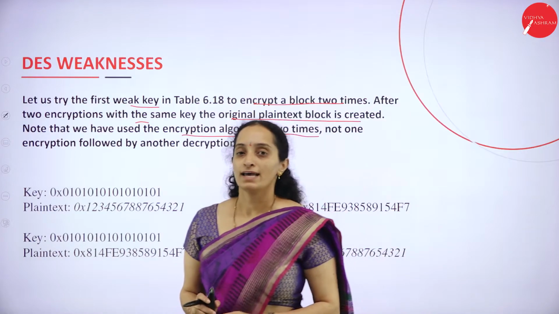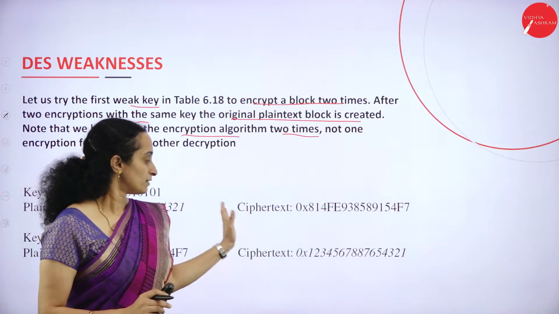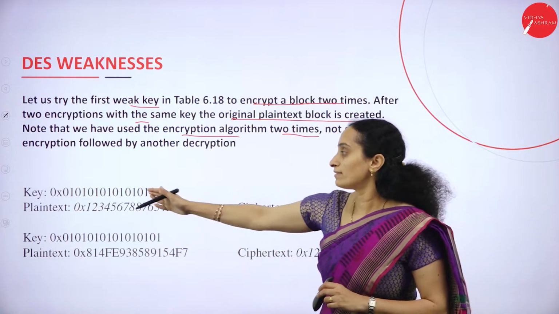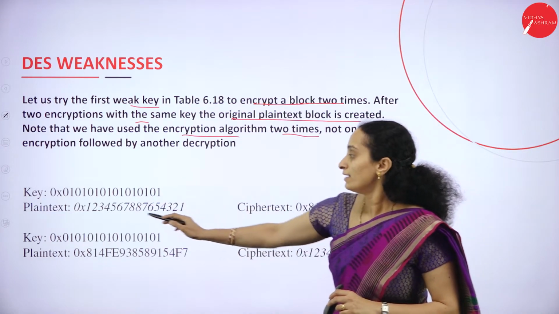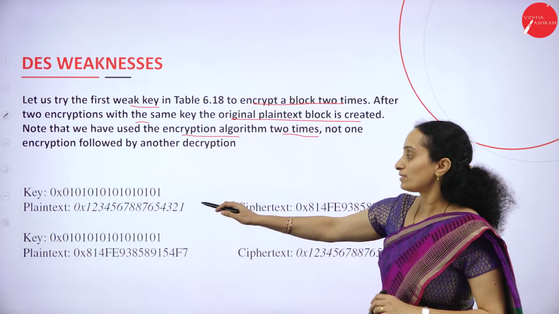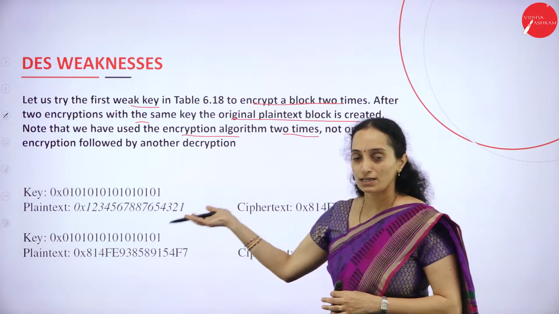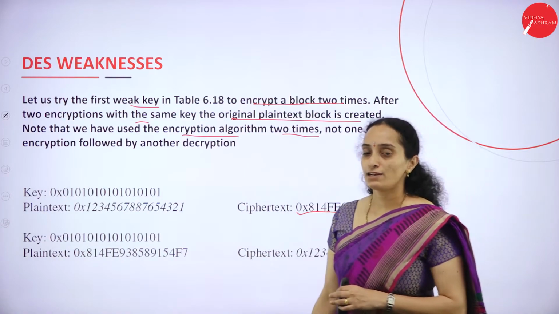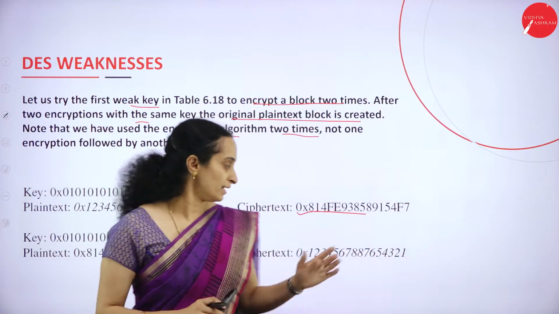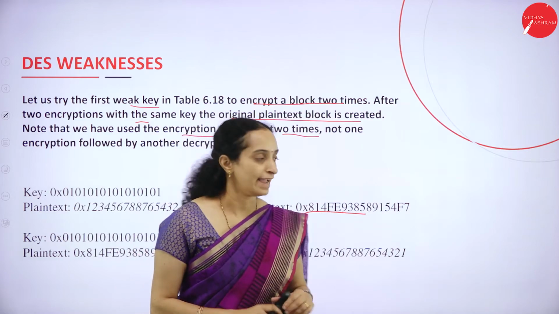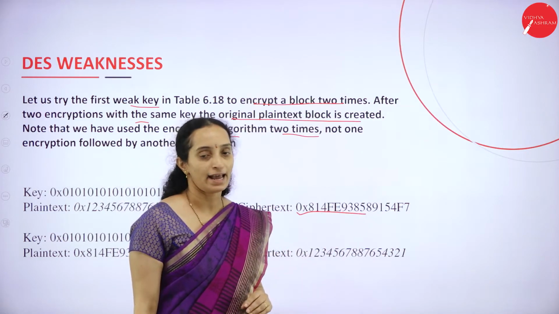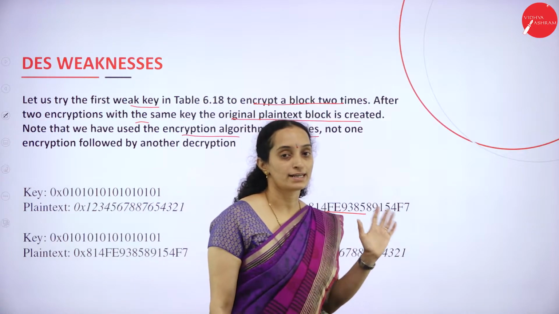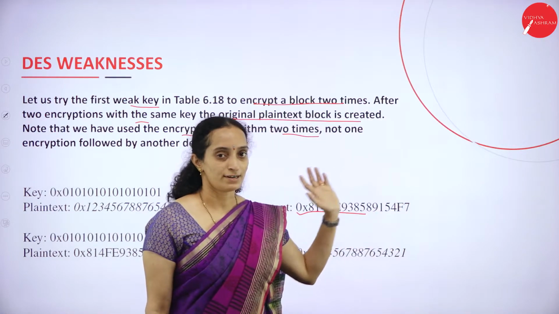Here we have the example, the keys and the examples. Alright. Here we have the key, same key. We have the plain text 1, 2, 3, 4, 5, 6, combination in the hexadecimal format. Ciphertext you get is 814FE 938 589 154F7. So you are getting the ciphertext.